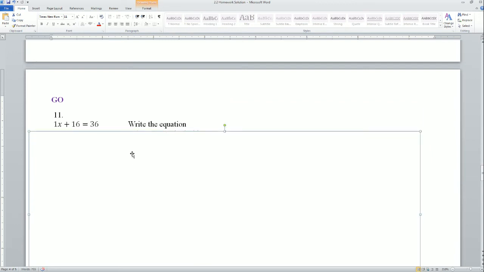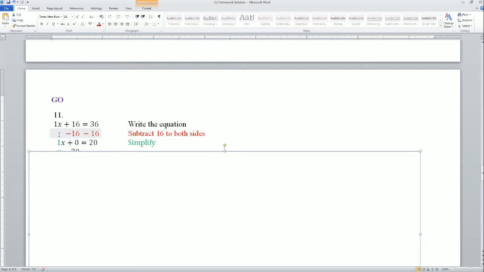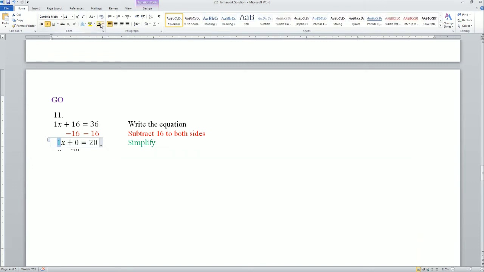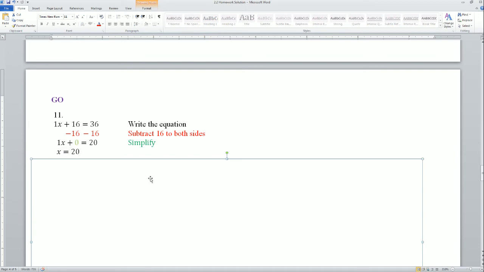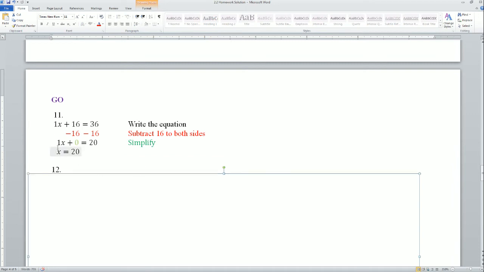1x plus 16 equals 36 is writing the equation. Subtract 16 from both sides. I get 1x plus 0 equals 20. I highlighted it wrong. Give me a second. I make that 0 element there for simplification. Then it is x equals 20, because the 0 disappears, it just becomes x equals 20.